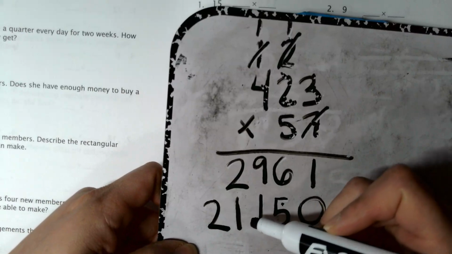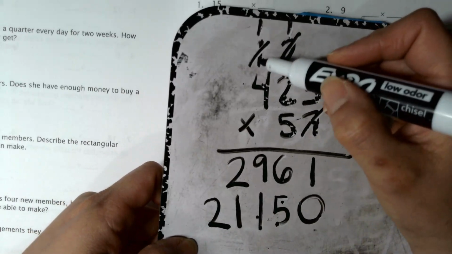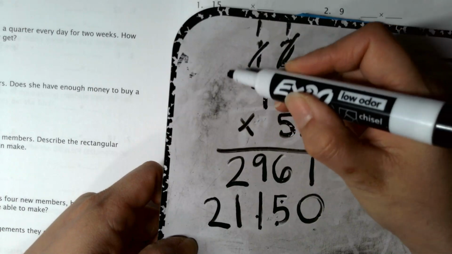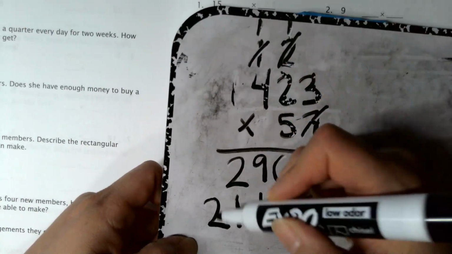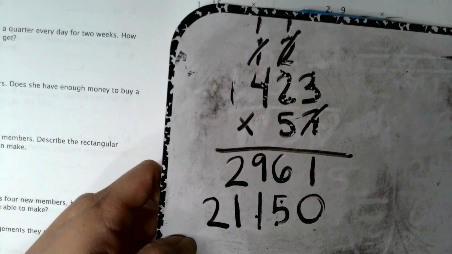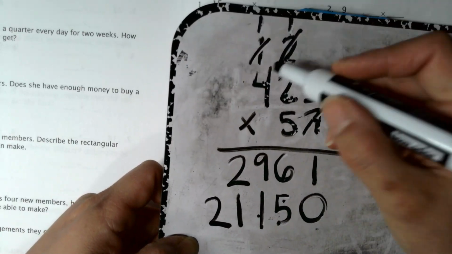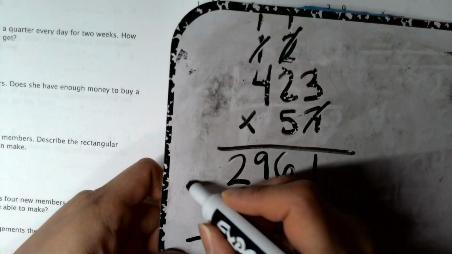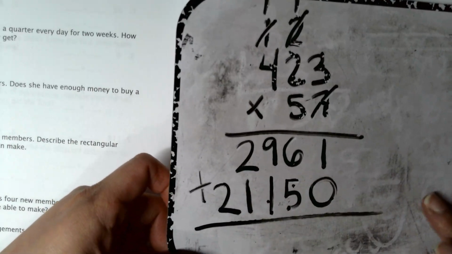The reason we bring down both digits is because there's no other number at the top to carry over. If we had a 1 here, then we would carry this 2 over here, but we don't. So there's no more numbers to carry over, so we just bring down both digits. That's the only time you do that, when there's nowhere else to carry over to.